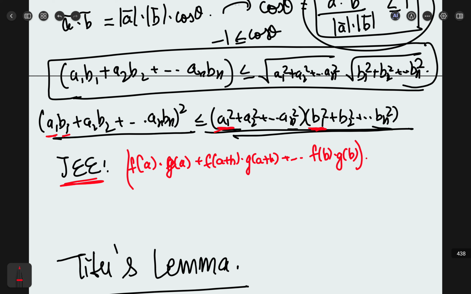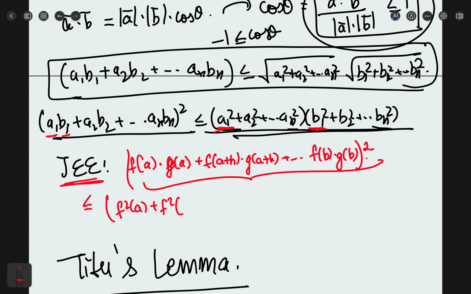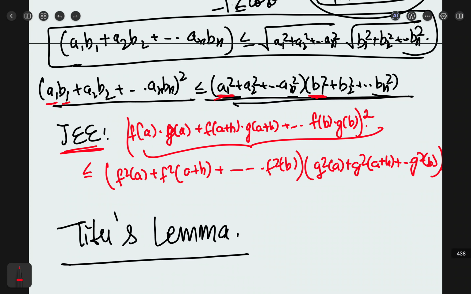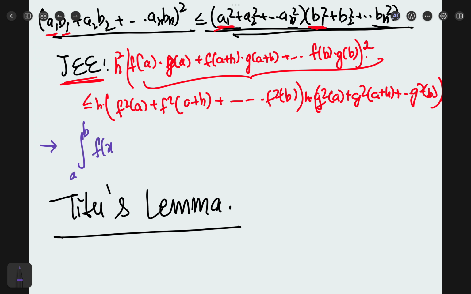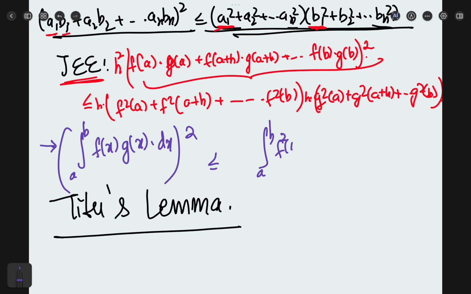Let's say I've got this, and I would square this, and obviously all these terms would be less than equal to f square a plus f square a plus h, and so on till f square b. And similarly I can write this way for g square b. And when you take h to be small, this sum can be written as an integral, and writing it as an integral I would have the integral from a to b of f of x g of x, squared, is less than equal to the integral from a to b of f square x times the integral from a to b of g square x.